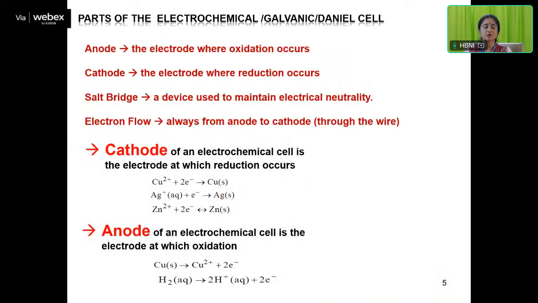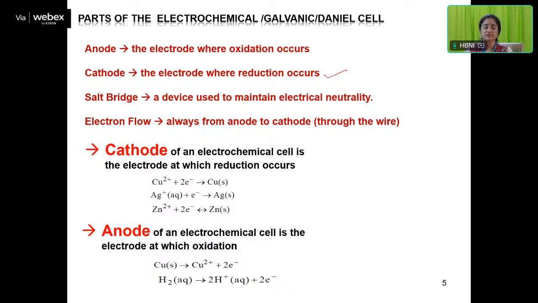Now, the various terms used in an electrochemical cell, galvanic cell or Daniel cell are anode, cathode, salt bridge and electron flow. So what is the anode? Anode is the electrode where oxidation occurs, and cathode is the electrode where reduction occurs. You have to remember this: anode means oxidation and cathode means reduction.